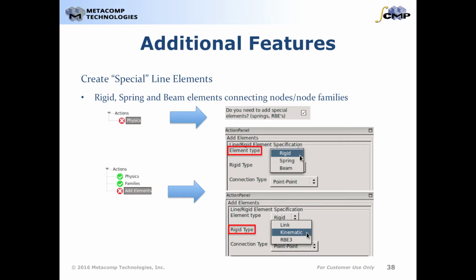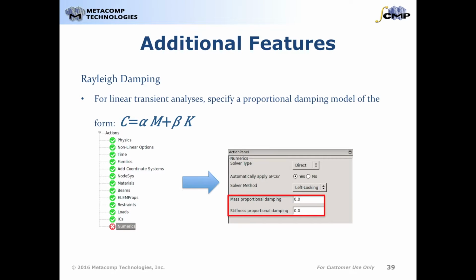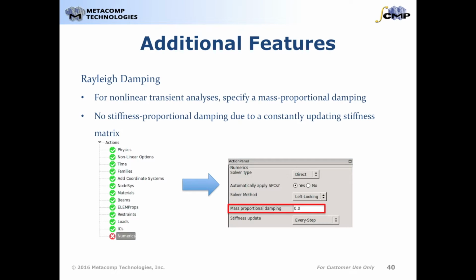Creation of special line elements. In addition to all the element types presented before, CSM++ also supports the specification of rigid, spring, and beam elements connecting nodes or node families. Rayleigh damping. For linear transient analyses, the user can specify a mass proportional damping and a stiffness proportional damping. For nonlinear transient analysis, the user can only specify a mass proportional damping. No stiffness proportional damping can be specified due to a constantly updating stiffness matrix.